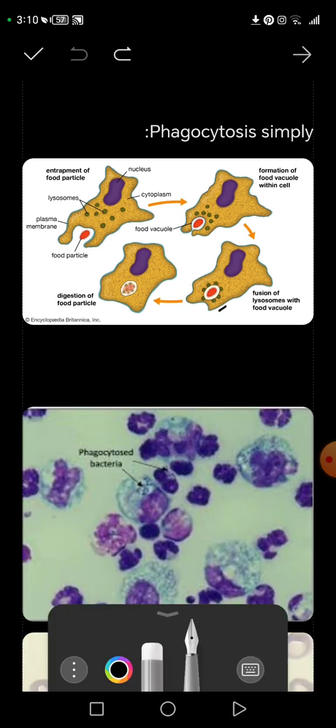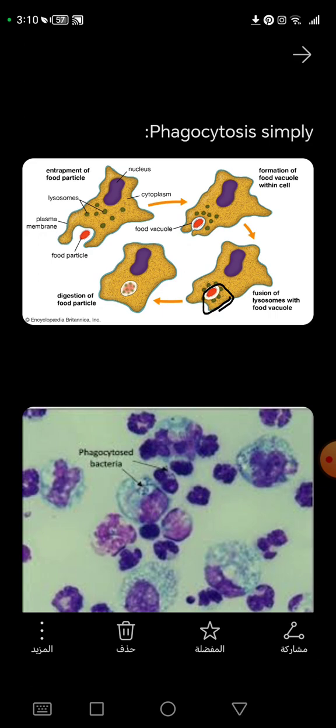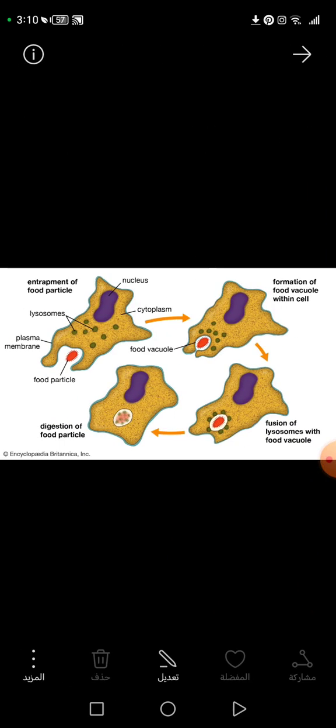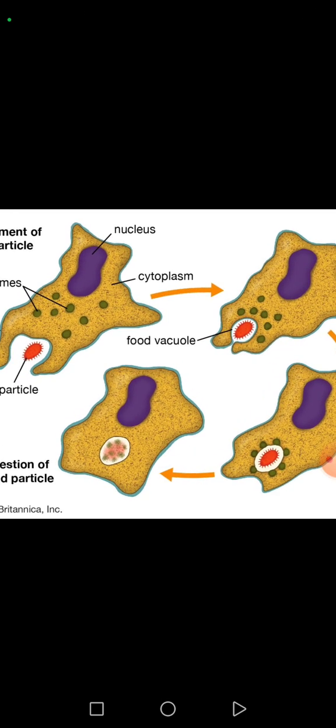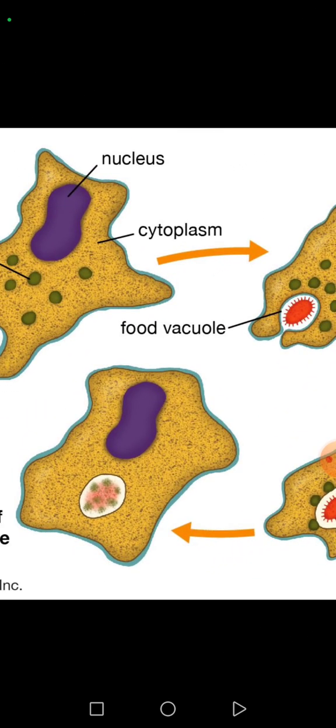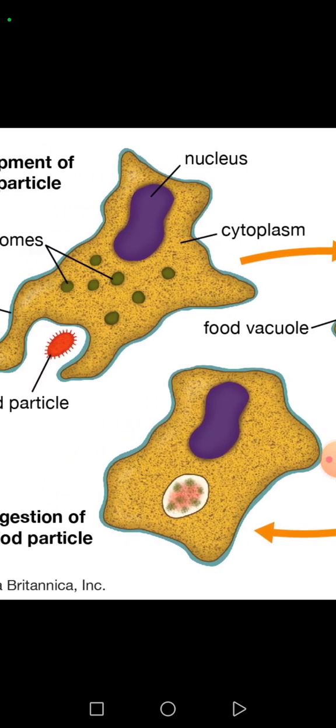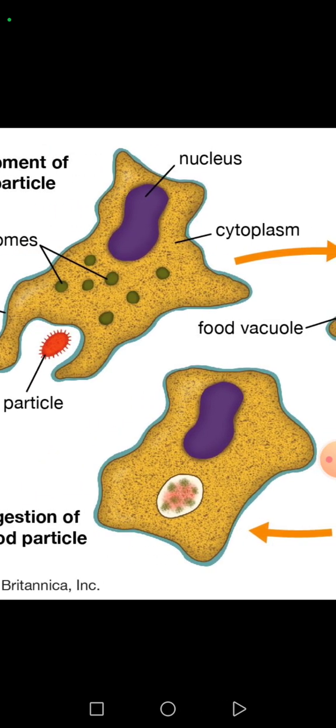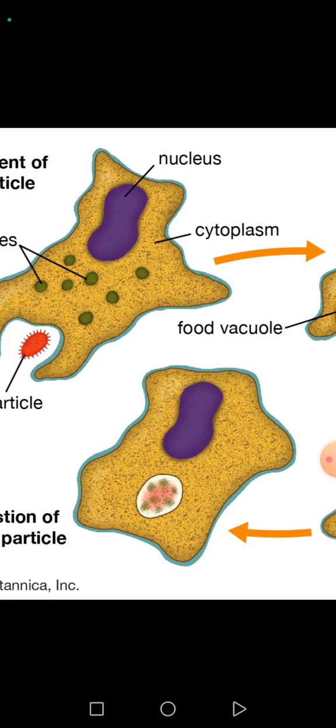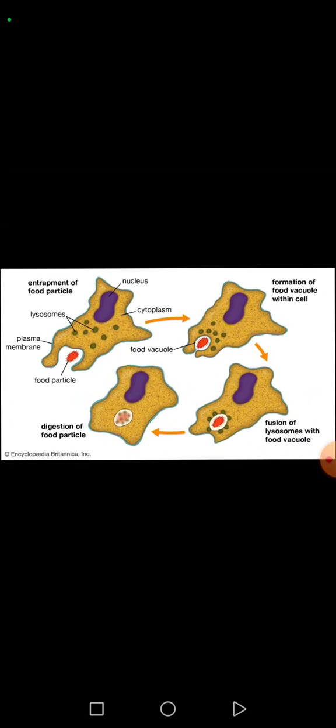So here we have the food vacuole, as I mentioned. Those small granules are the lysosomes. The lysosomes attach to the food vacuole to start, and after that the end stage is digestion. The digestion will occur by the lysosomal enzymes, okay? And the cell will use the food particle as a source of energy, okay?